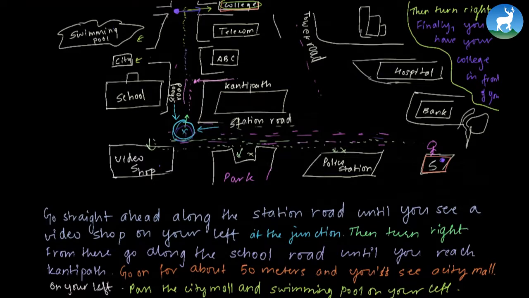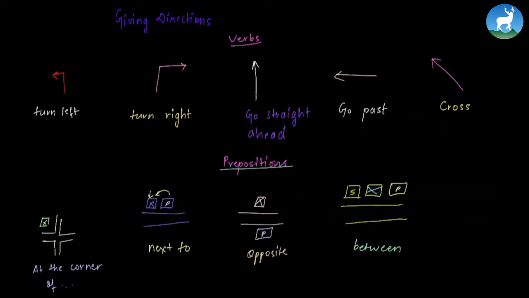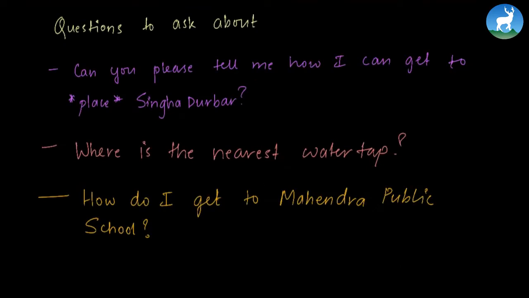So let's revisit what we have learned today. First, at the beginning, we learned about how to give directions, the verbs and prepositions used to give directions, okay? So these are the symbols and the verbs. These are the verbs and these are the prepositions. I've listed some more later on. And here are the basic questions to ask about directions, asking directions.